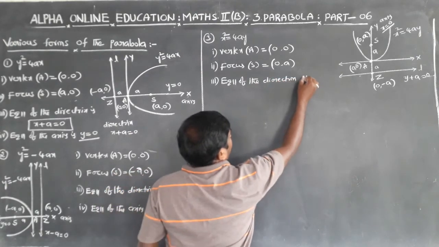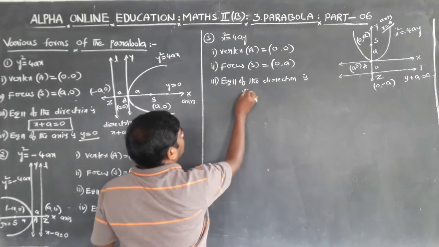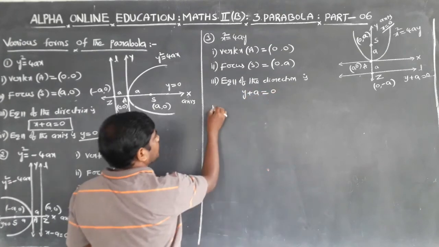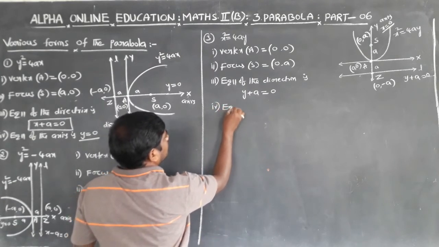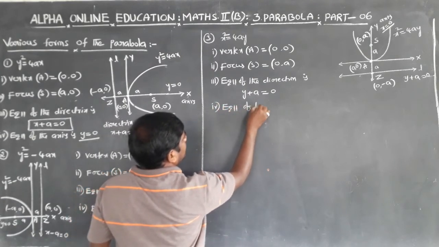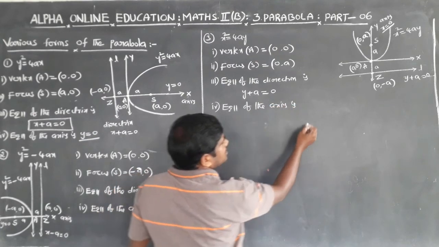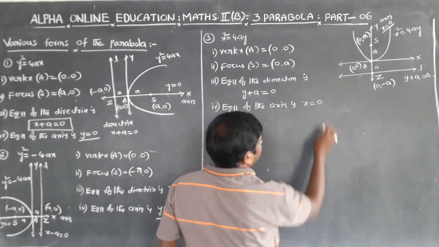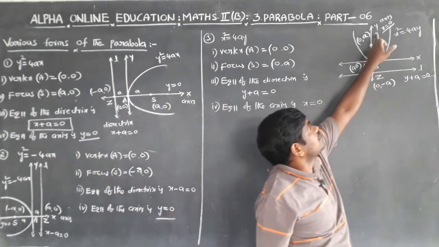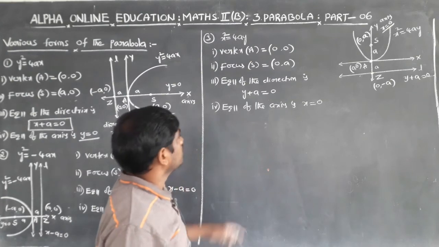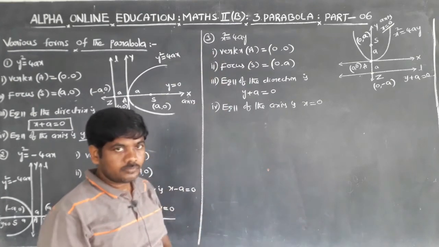Equation of the directrix is y plus a is equal to 0. Fourth one, equation of the axis is x is equal to 0, the y-axis.